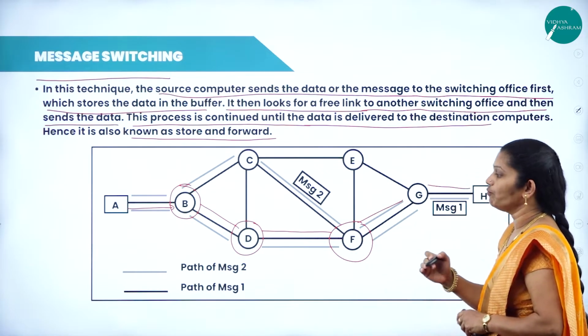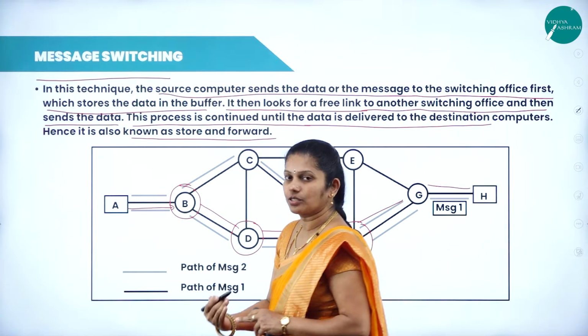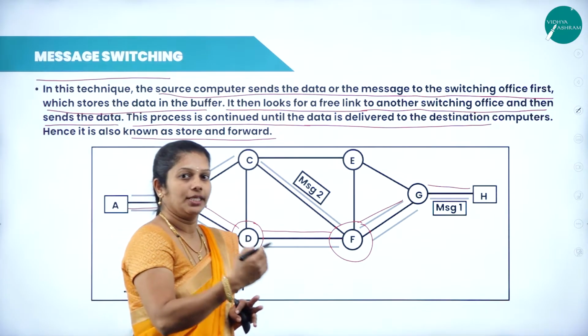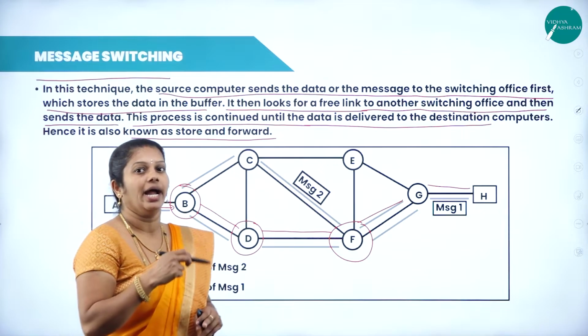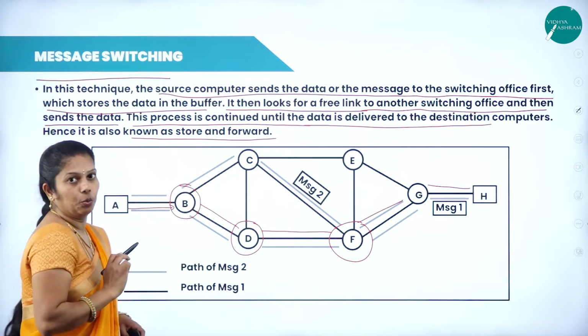Store and forward technique means that it stores the data at the nearest node while transferring the data. On that nearest node, it will store a copy of the data and then it will proceed. That's why it is called store and forward.